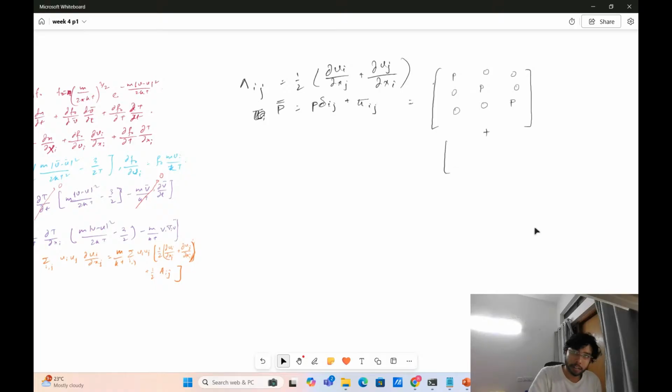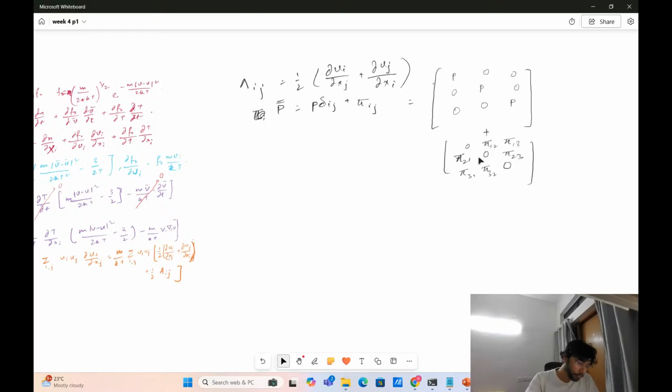Plus there is another term, which is pi ij, which will be 0 in the diagonal, but will be non-zero in the off diagonal terms. So for example, this will be pi 2,1, pi 3,1, pi 3,2, pi 1,2, let's say pi 1,3, pi 2,3, like this. So this term can be represented like this, and this term can be represented like this.